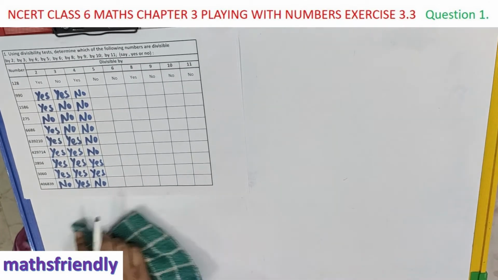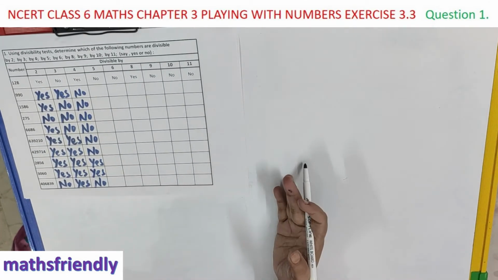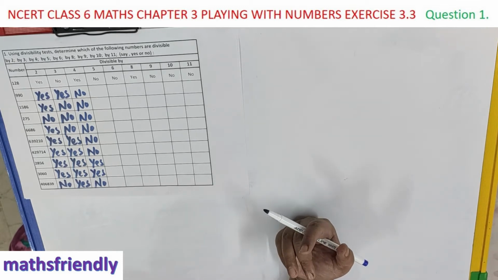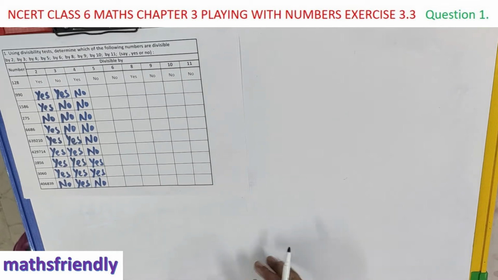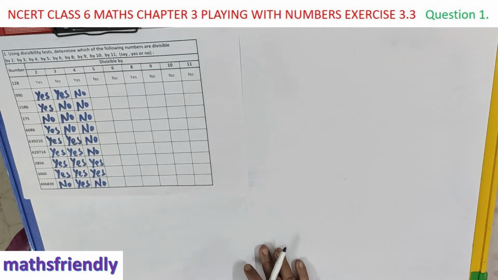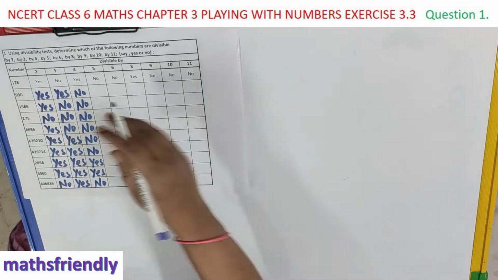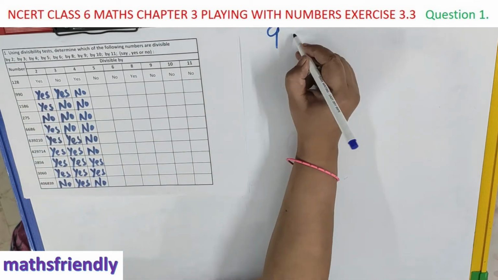If the given number has 5 or 0 in its units place, then we can say that the number is divisible by 5. And if the number doesn't have 0 or 5 in its units place, it means the number is not divisible by 5. So let us check for the numbers one by one.